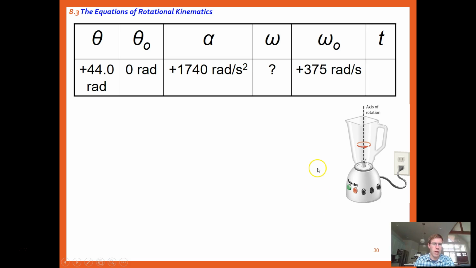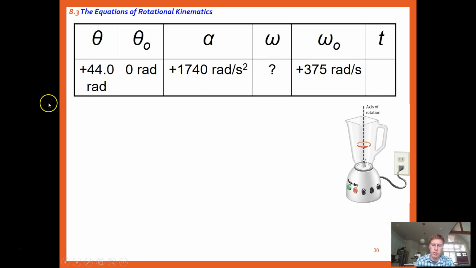All right, so I'm going to get started. I have my picture over here. I define my axis of rotation. I notice everything's going counterclockwise, so it's positive values. I make my list of variables. I'm going to define my initial angular displacement as 0. It was already moving, right? It had already gone through some rotation, but the moment the acceleration starts, I'm going to reset my counter and define that as my 0. So I have 0 as theta initial, positive 44 radians as theta final, alpha is 1,740 radians per second squared. Omega final and time I don't know, and omega initial is also given.